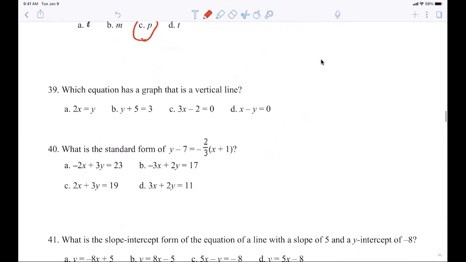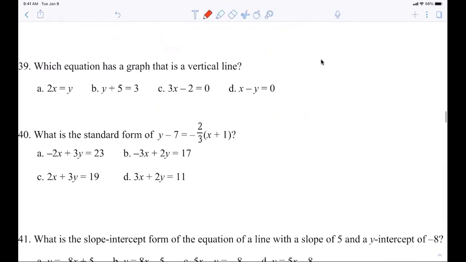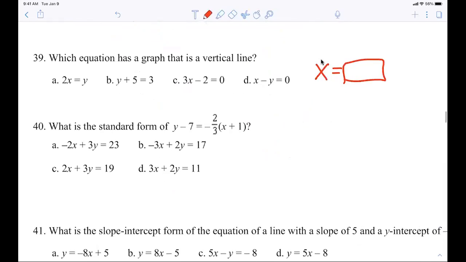All right, 39. Vertical lines. Remember, vertical lines are always x equals something, just a number. So the only one with just x equal a number is what? No, A has x and y, so that's no good. C is just trying to trick you. So that would just be 3x equals 2, so x equals 2/3. Correct answer was C.